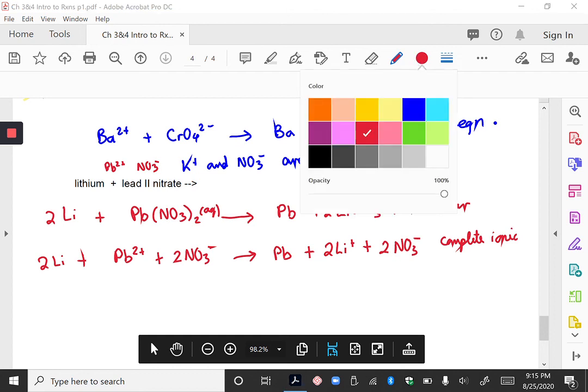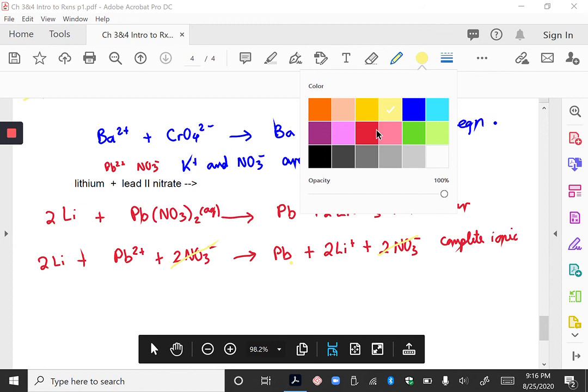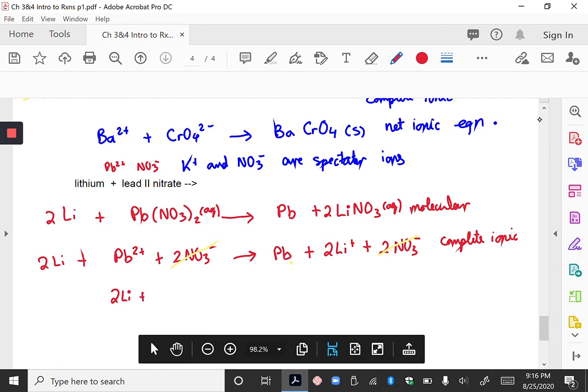So now I can cross out whatever I see that's the same. I see 2 NO3- here, and that is it. I can't cross this one out with this one because this is 2 Li, but this is 2 Li+. Lithium ion is very different from neutral lithium. Same thing with the Pb2+ and the Pb. This is neutral lead, but this is lead ion, so I cannot cross those out. So what I have left will be 2 Li plus Pb2+ yields Pb plus 2 Li+. And this is your net ionic.